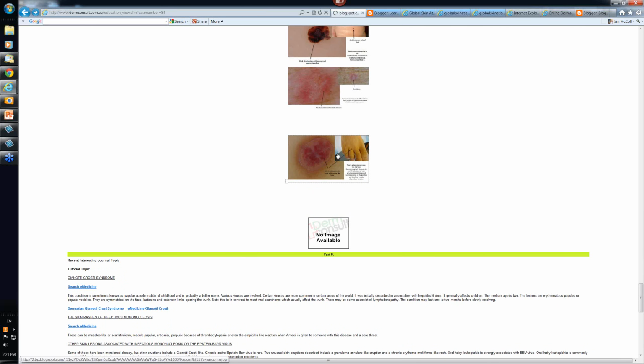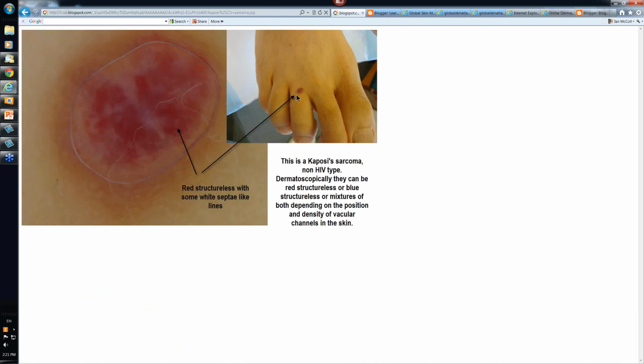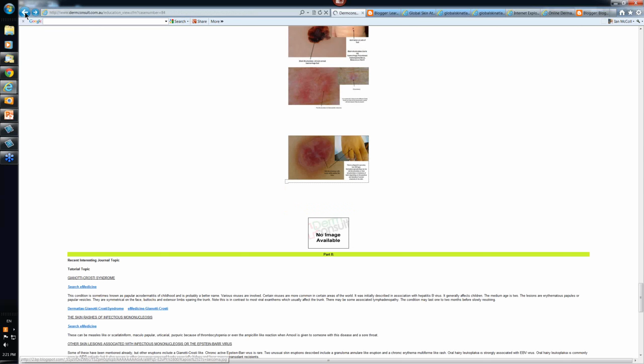This one here, from memory, I think is a picture of Kaposi's, yeah, non-HIV type. Some white lines here, but really pink to red structureless. Some white septae in between, but really it was a Kaposi's sarcoma.